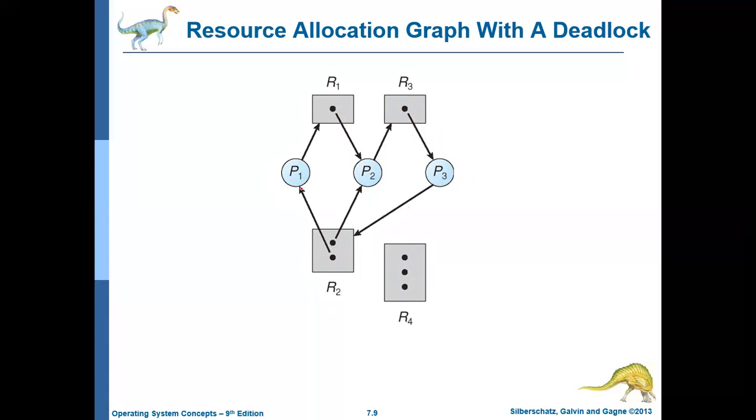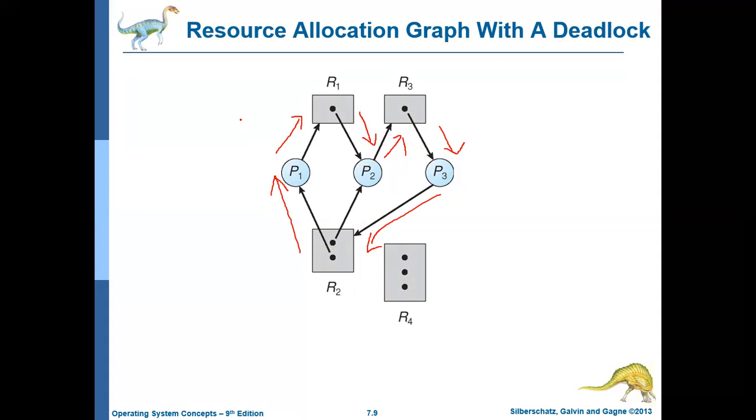So here let us see whether there is a cycle or not. Let us start from P1. P1 to R1, yes, there is an arrow. R1 to P2, yes, there is an arrow. From P2 this way there is no arrow, so let us go the other way. P2 to R3, yes, there is an arrow. R3 to P3, yes. P3 to R2, yes. And R2 to P1, yes. So there is a cycle. It goes like this and comes back to the start.